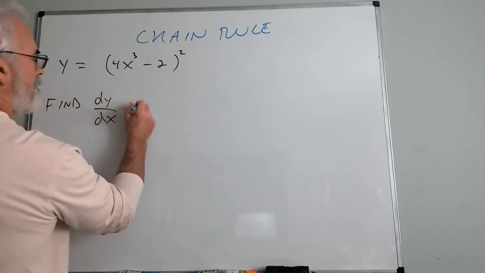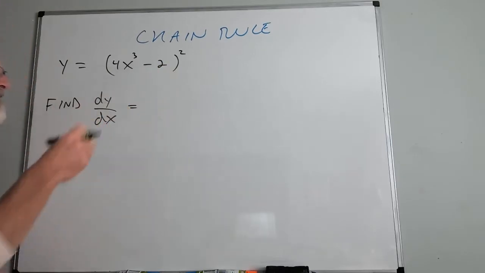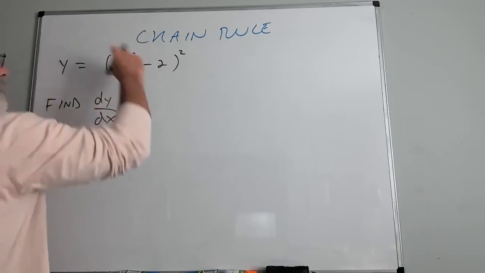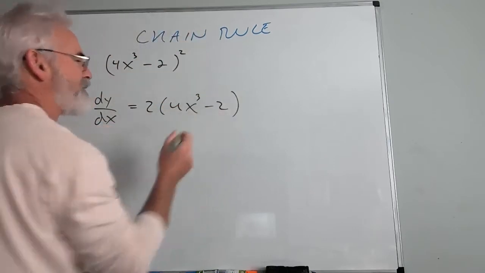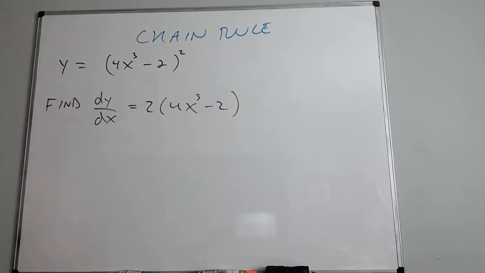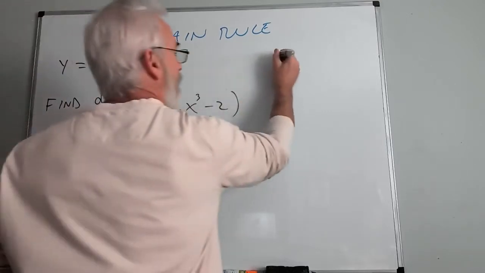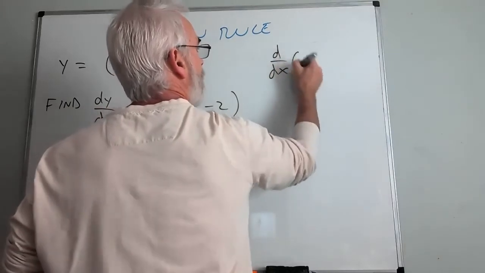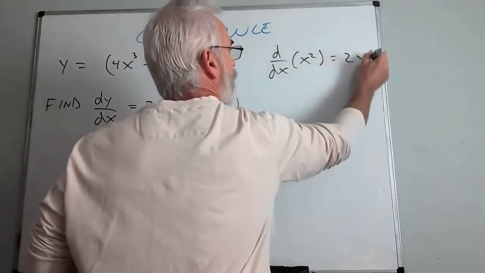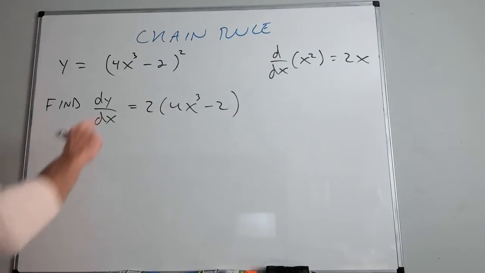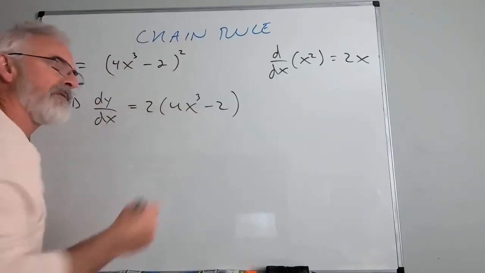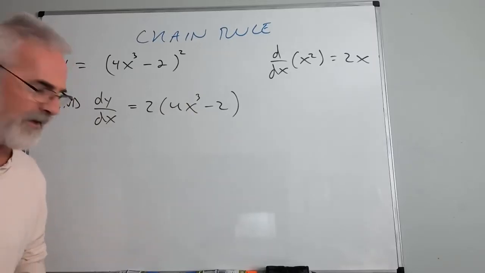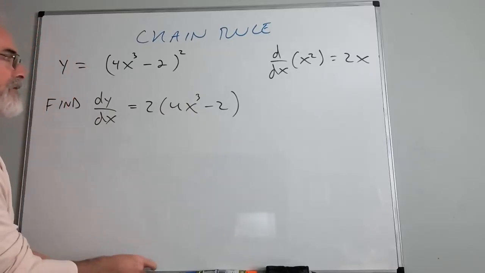Well, it seems reasonable, because if I'm differentiating x squared, I would just say 2x. So it seems reasonable that my answer should look something like this, because if I had differentiated a variable squared, we know the answer is just 2 times the variable. Now I'm differentiating a function squared, so it seems reasonable: 2 times the function. That's a good starting point. How do I know if this is correct or not?